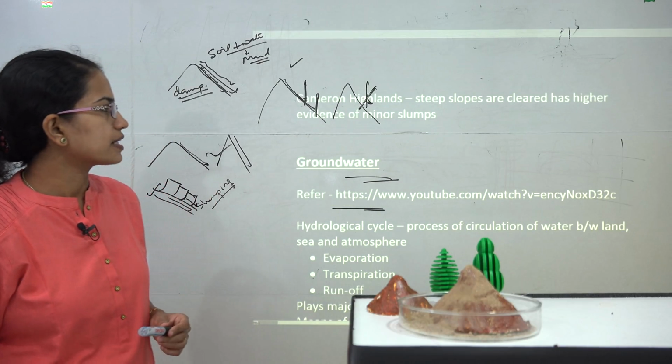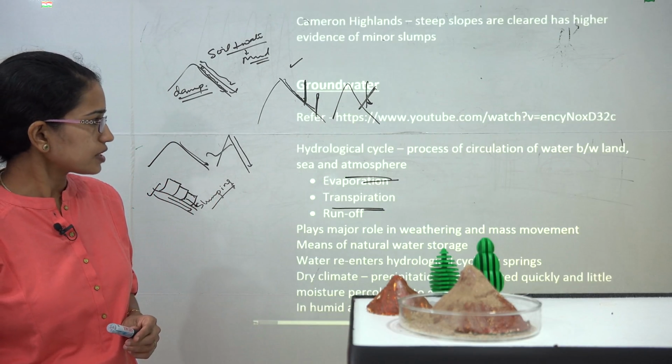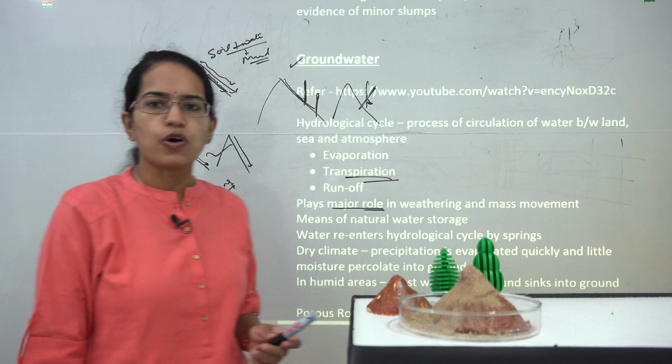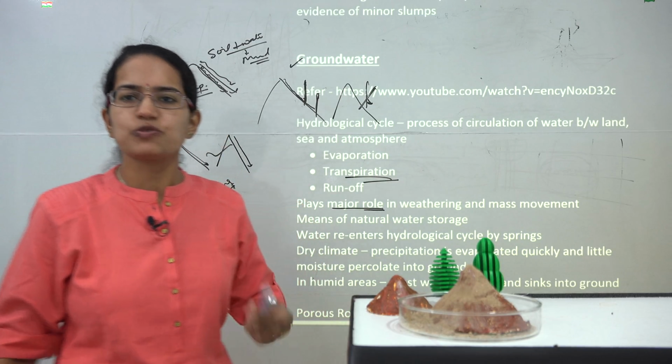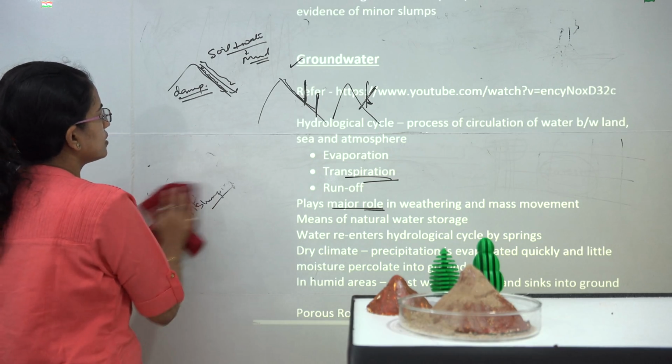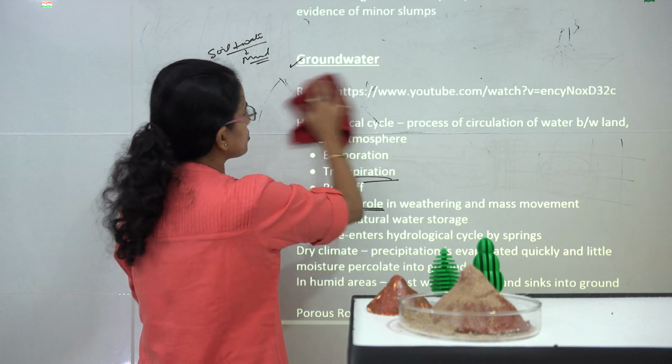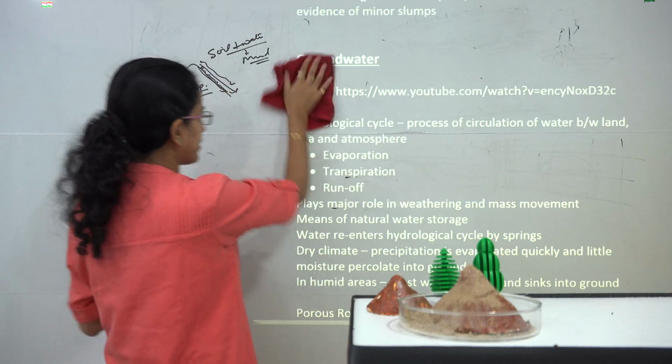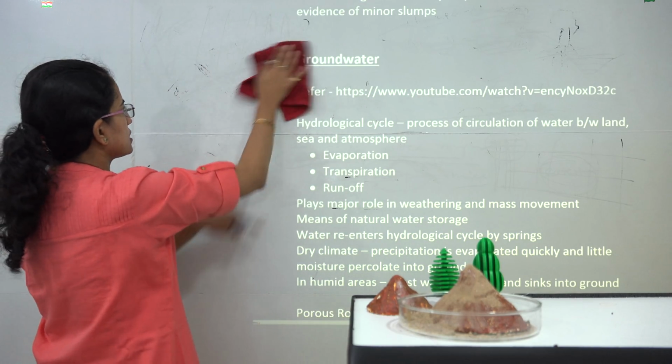Now the next topic that we talk about is groundwater. Groundwater, in simple terms, we can say whatever water is present in the ground is known as groundwater. Now where does this water come from? This water comes through the process of the hydrological cycle that we have discussed in this class.